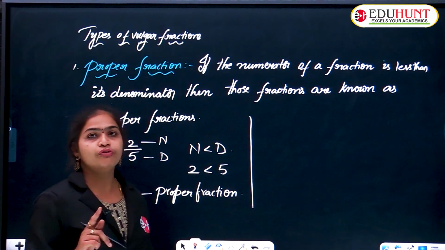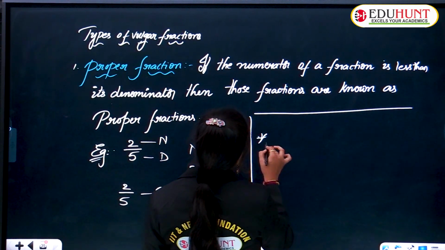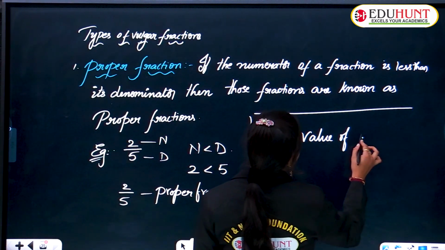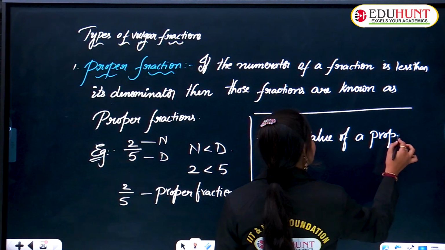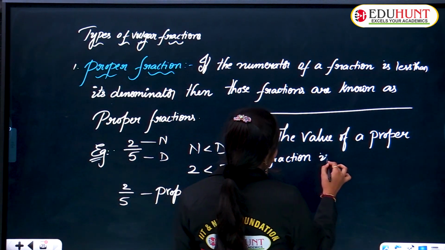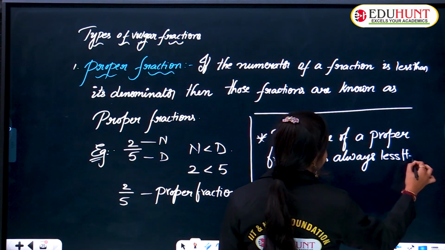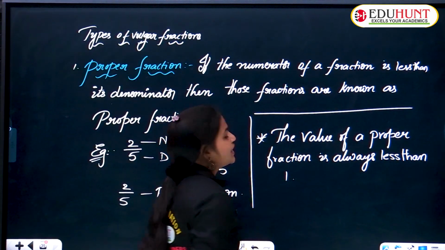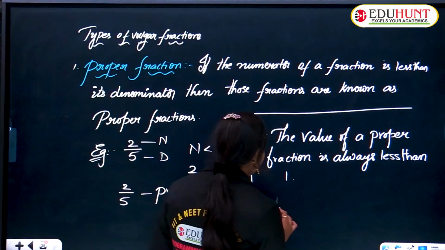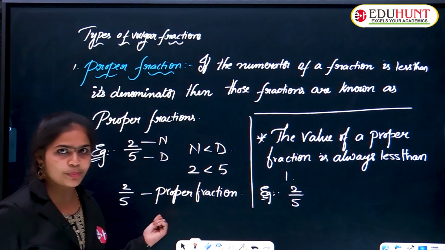And what is the value of a proper fraction? The value of a proper fraction is always less than 1. Why? I'll tell you. For example, I want to take the fraction 2 by 5. I have taken a proper fraction now.